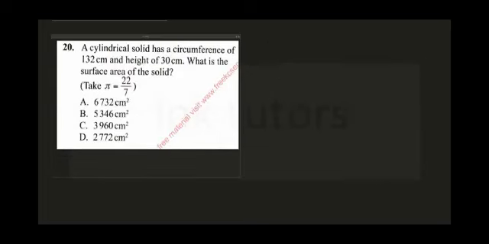A cylindrical solid has a circumference of 132 cm and height of 30 cm. What is the surface area of the solid? Now, the first thing you need to know in this question, that the formula for looking for the surface area of a cylinder, it's 2 pi r plus h. Now, from here, they gave us a circumference, which is 2 pi r is equal to 132. So from here, we can get our radius.